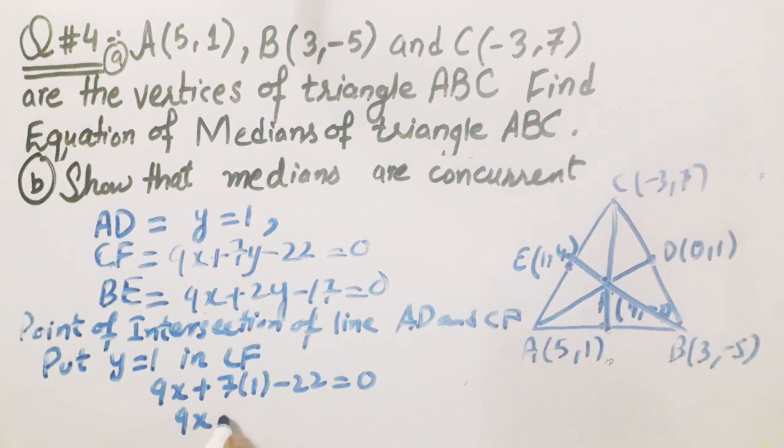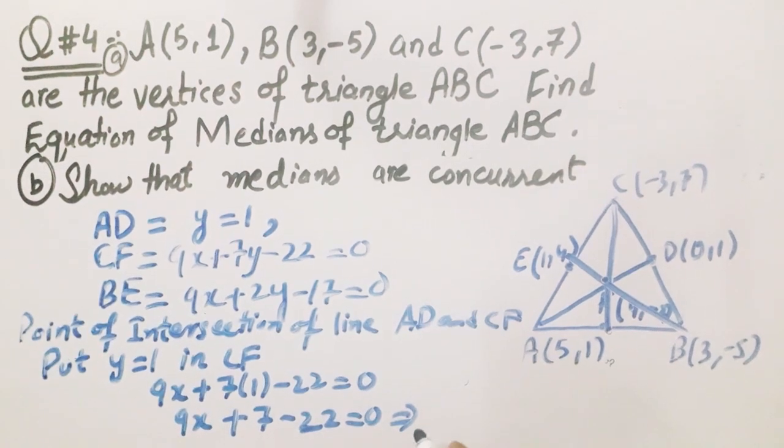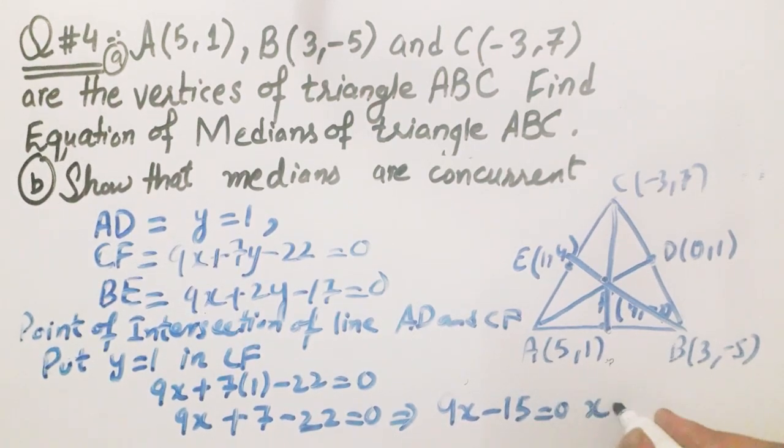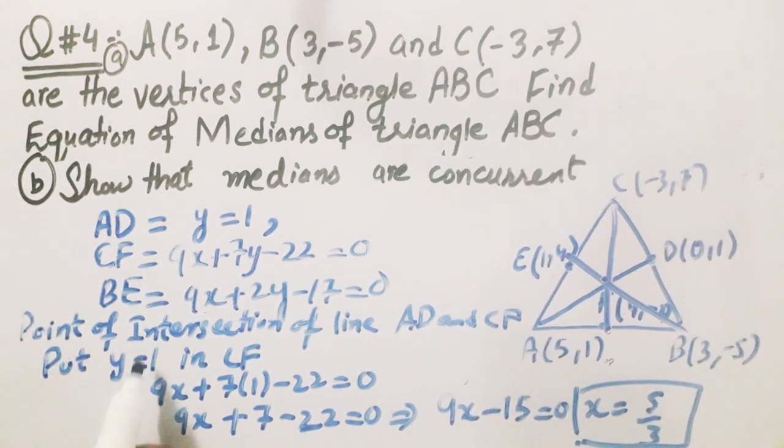So 9x plus 7 minus 22 is equal to 0. It means 9x minus 15 is equal to 0, then x is equal to 15 by 9, which means 5 by 3. So the point of intersection is (5/3, 1). Now we will substitute this value in any one of the other equations.